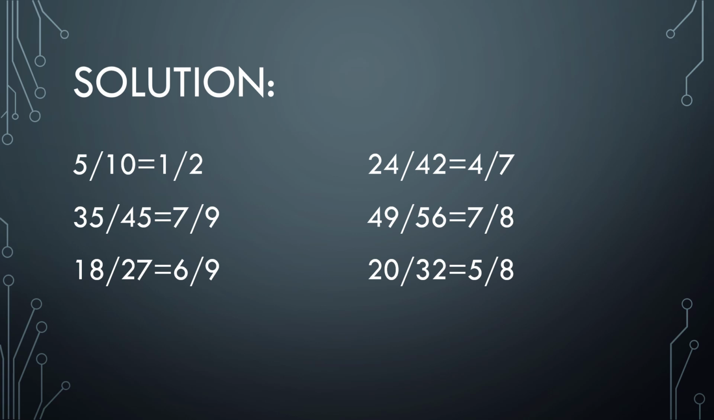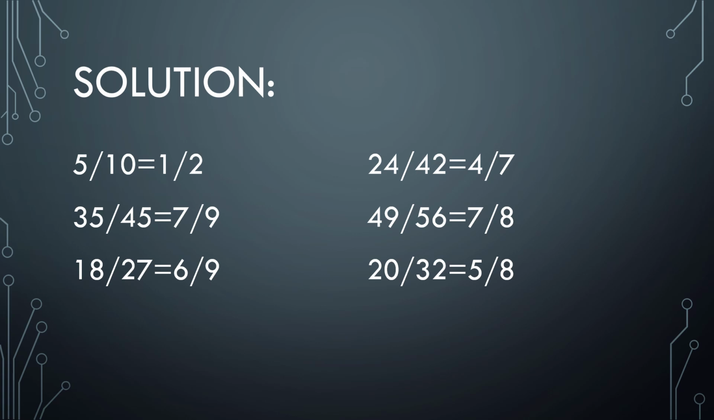6 fours are 24 and 6 sevens are 42. So here 6 is the highest common factor of these two numbers, and the answer is 4 by 7. And 49 by 56 is 7 by 8, since both numbers can be divided by 7.